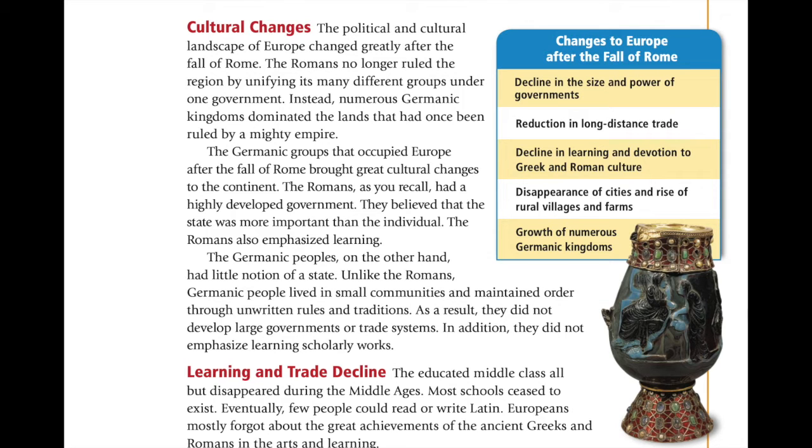Changes to Europe after the fall of Rome. Decline in the size and power of governments. Reduction in long-distance trade. Decline in learning and devotion to Greek and Roman culture. Disappearance of cities and rise of rural villages and farms. Growth of numerous Germanic kingdoms.